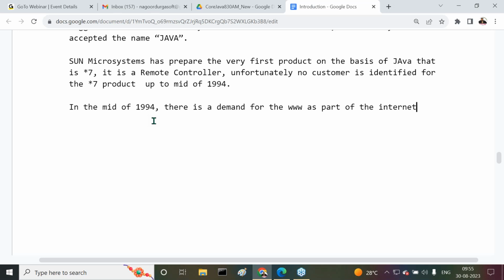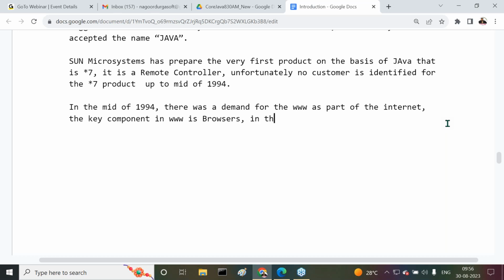In the mid of 1994, there was a demand for WWW as part of the internet. The key component in WWW is a browser. So browsers were in very good demand.